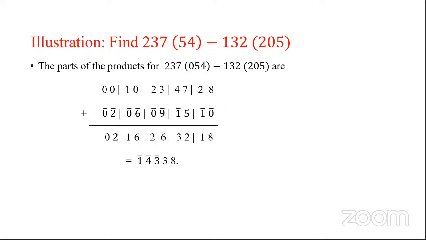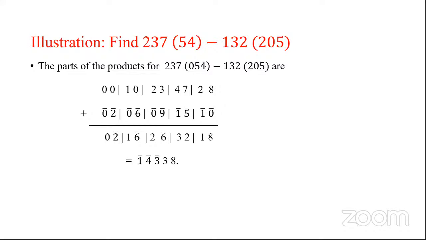This is the first time that we have a situation where the leftmost or highest place digit is a bar digit. When the highest place digit is a bar digit, it indicates that the number it represents is a negative number, because the highest place has a negative place value. That is the reason. It will be minus 1 into 10 to the power 5.